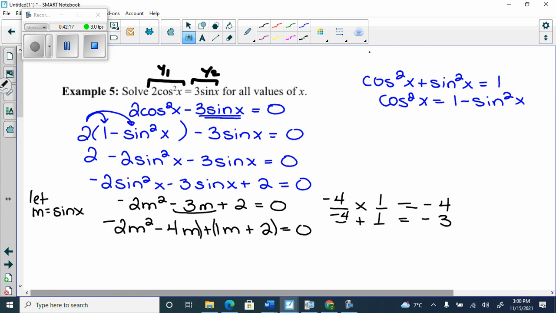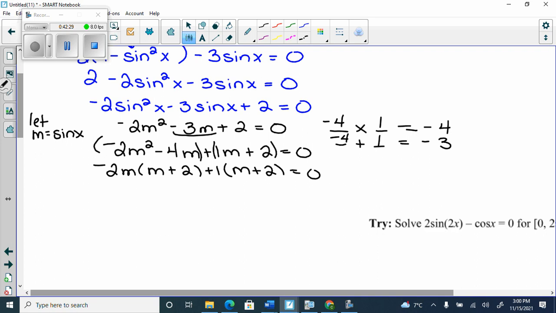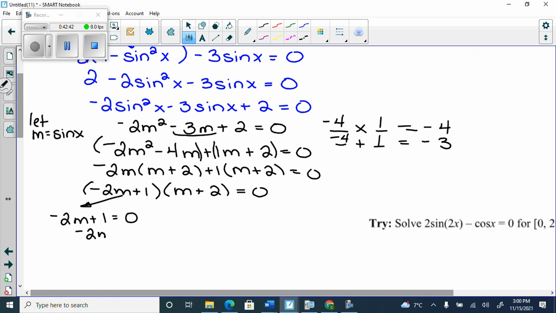Group. Take out a negative 2m, and I'm left with m plus 2. Take out a plus 1, because I can't take anything out, m plus 2. And so I get negative 2m plus 1 and m plus 2. This one here, you get negative 2m plus 1 equals 0, negative 2m equals negative 1, then m equals a half. This one is m equals negative 2, and you don't know it yet, but this one you should throw a little party for, because this one don't get you any solutions.